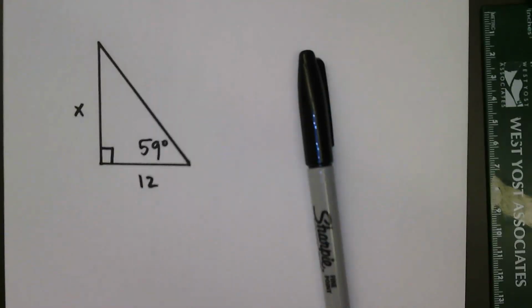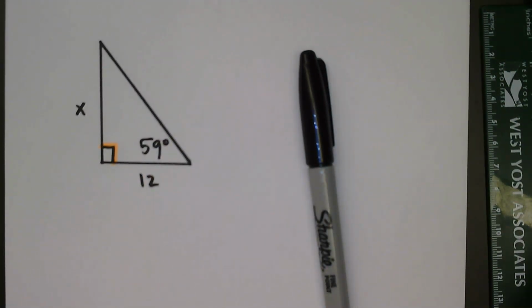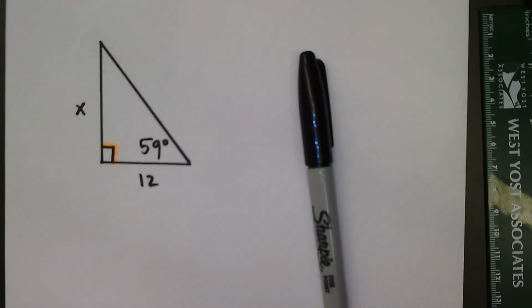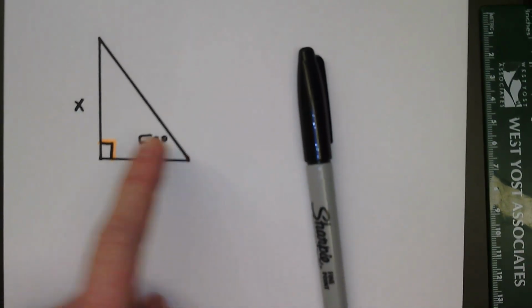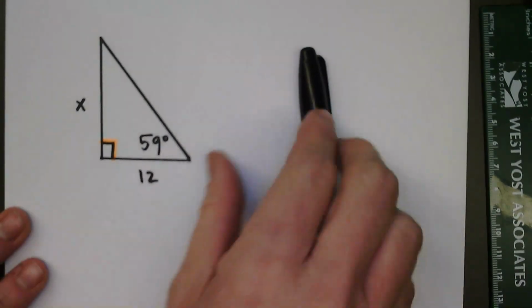Okay, we're looking at a right triangle here. I know it's a right triangle because of this notation, right? It tells me there's a right angle here. I've got a 59-degree acute angle down there at the bottom right. And then I've got this side here is x, this side here is 12. I want to solve for x. I want to figure this out.